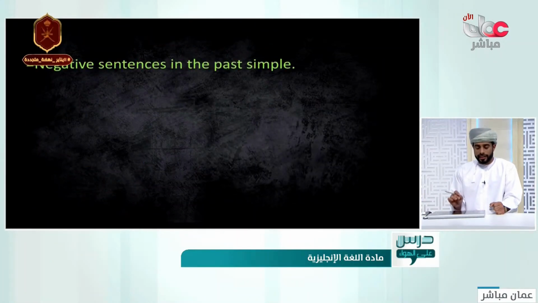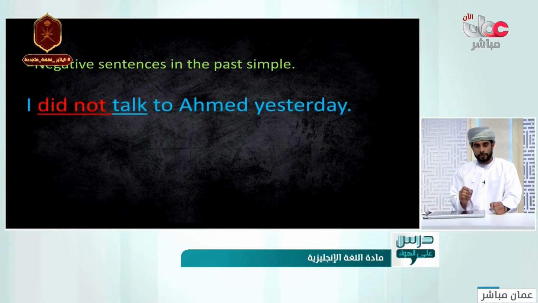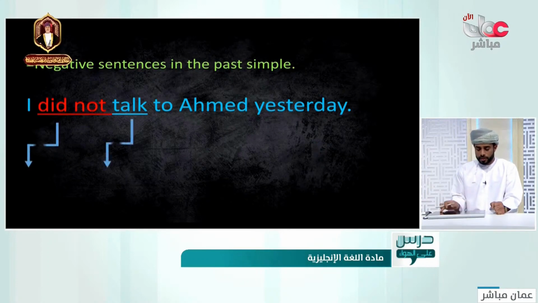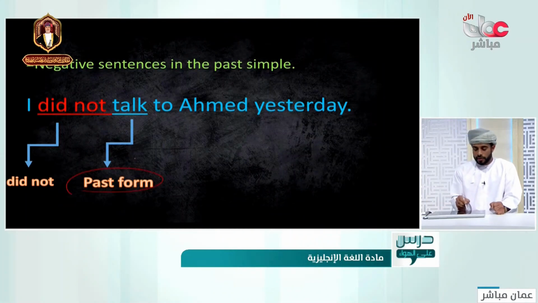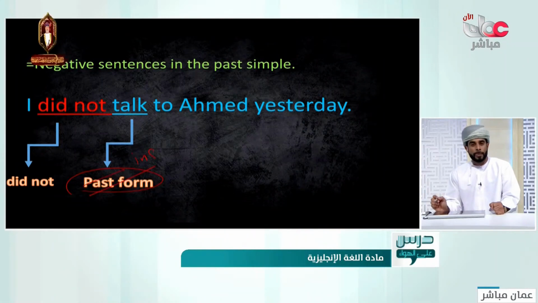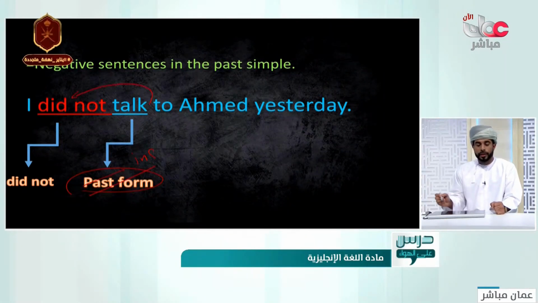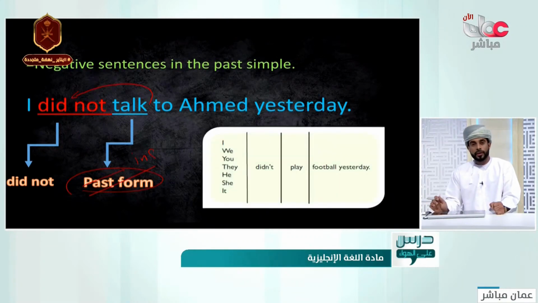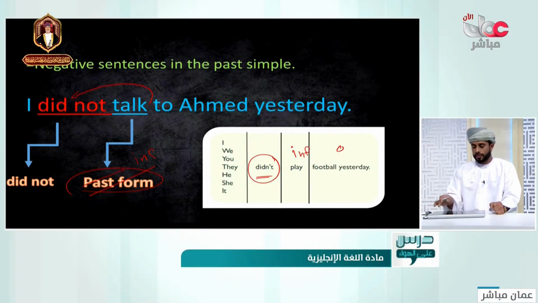What about making a negative sentence in the past simple? There are two ways. For example, I did not talk. I can say, I did not talk to Ahmed yesterday. How is it formed? I plus did not plus the infinitive, the base form. Sorry, not the past form. This is the infinitive, not the past form. Why is that? Because we have moved the time to the word did, so it became infinitive here. I plus did not, plus the infinitive plus the O. This is how to form a negative sentence in the past simple.